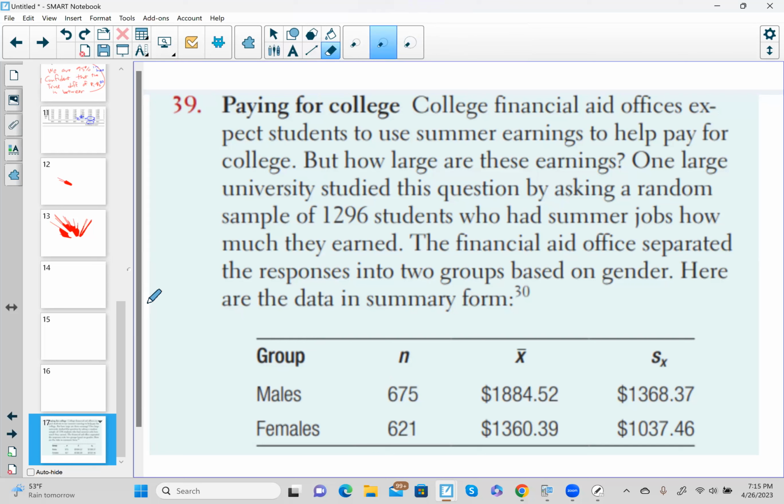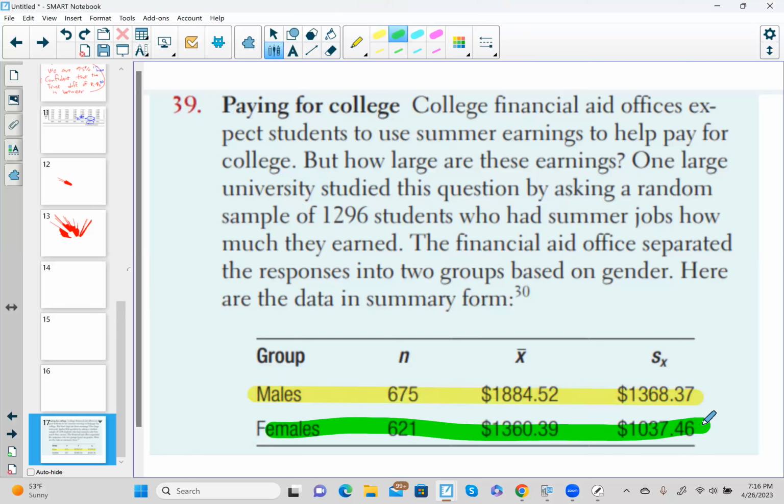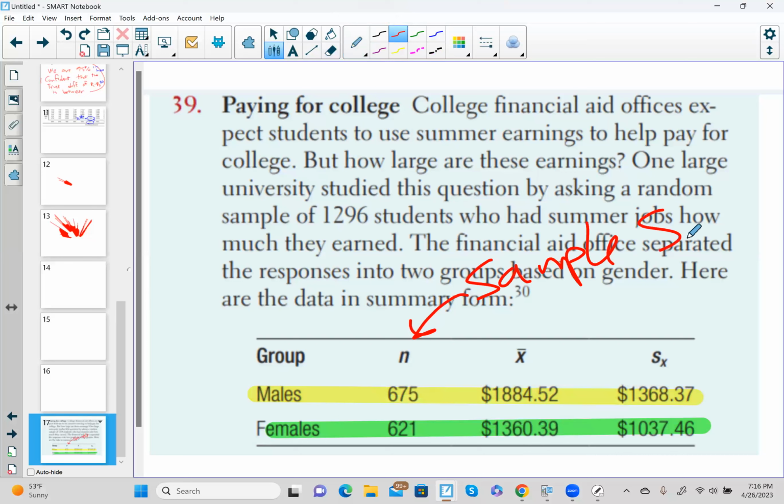You have a group that identified as males, another group that identified as females, and you can see here some summary information. So let's just make sure we know what all these numbers mean. That first number, N, is the sample size. So there were 675 males in this study and 621 females in this study.